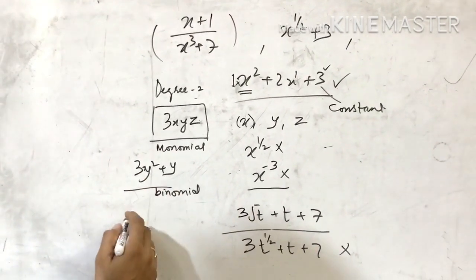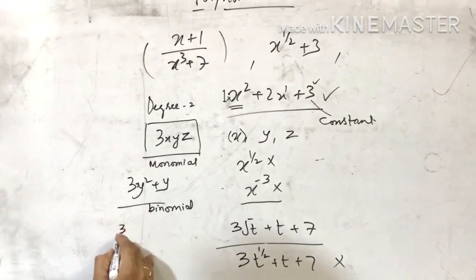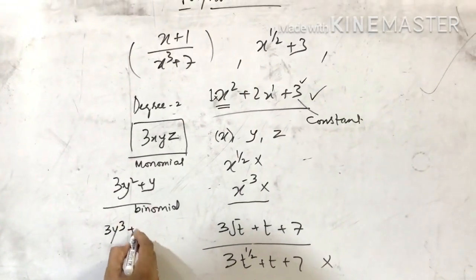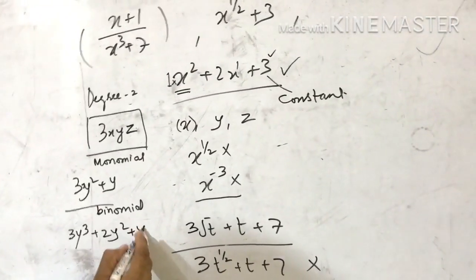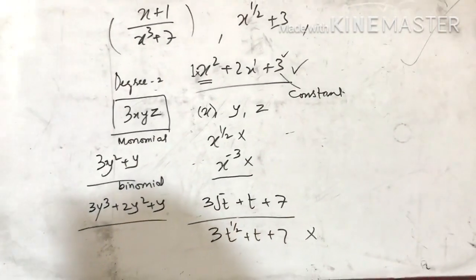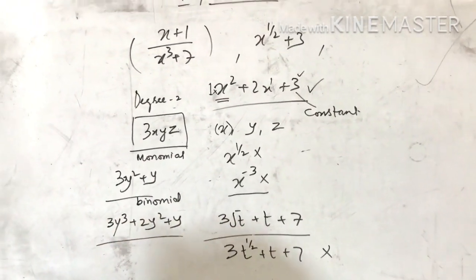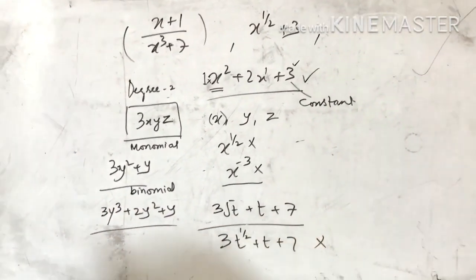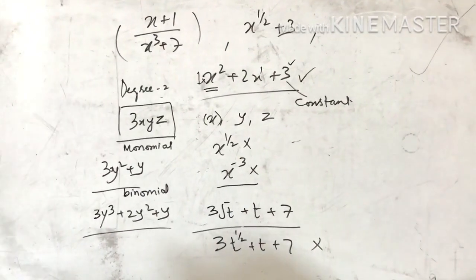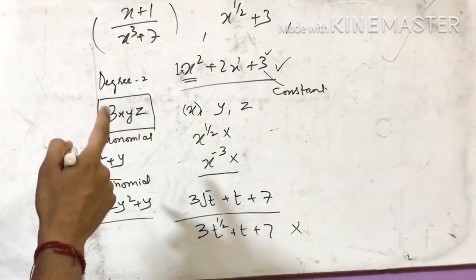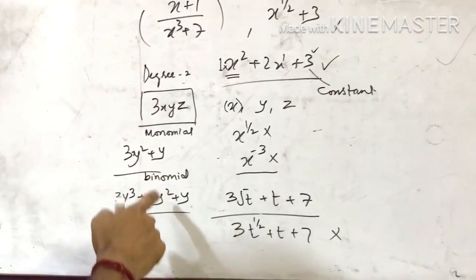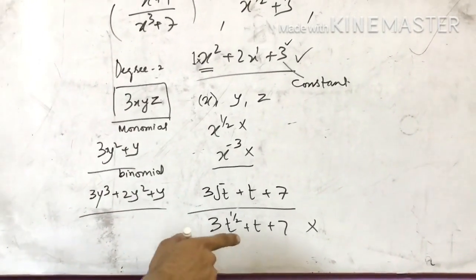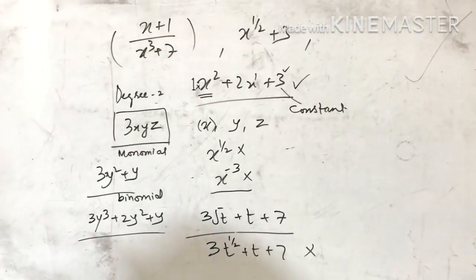So you can also call it a polynomial. A polynomial with 3 terms is called a trinomial. After that, quadrinomial, pentanomial. Generally we call them polynomials. Now you know the coefficient, degree, number of terms in a polynomial, and how you can differentiate a polynomial from an algebraic expression.